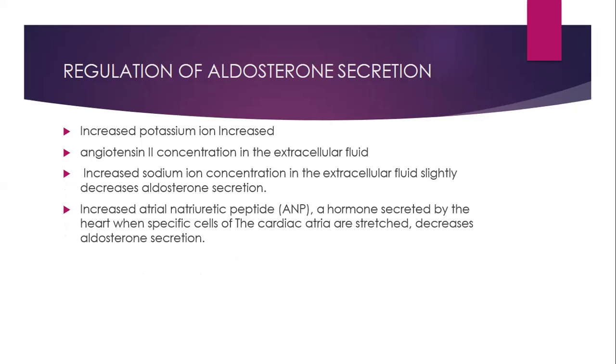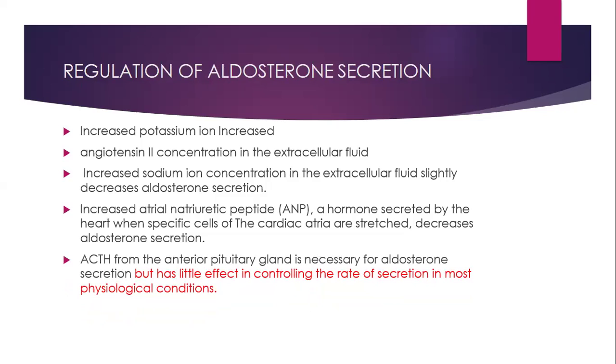In cases of hypertension or hypervolemia, we usually have atrial stretch. The atrium of the heart stretches, and when it stretches, it releases a peptide called the atrial natriuretic peptide, ANP. This hormone can also help in reduction of aldosterone secretion. Then again, we should know that ACTH from the anterior pituitary gland can also influence aldosterone secretion, but this one contributes only a little effect, as I had alluded to before.